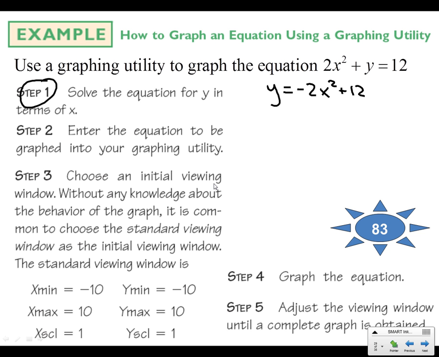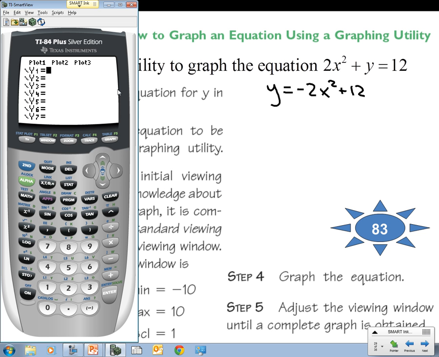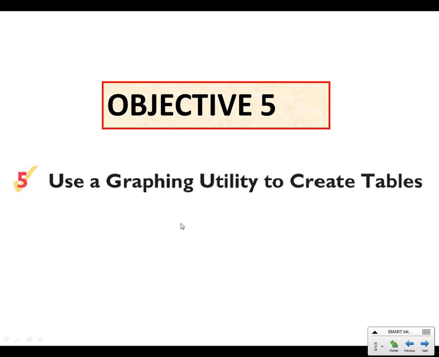Step 2, enter the equation to be graphed into your graphing utility. Now the textbook says graphing utility because you can graph on a computer or other software things, but graphing utility just means your calculator. So negative, not negative over here, that's a minus. Negative 2x squared, oops, where's my x? There it is, x squared plus 12. All right, I've entered it in.